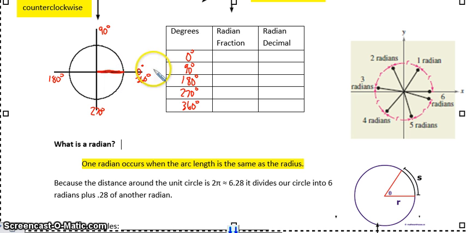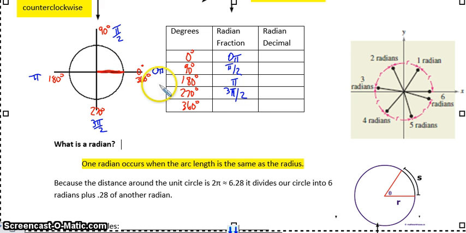So 0 degrees is the same as 0 pi. That would be our measurement in terms of radians. And if I'm thinking about going around my circle, when I get up to 90 degrees, we have pi over 2. 180 degrees is the same as pi. 270 degrees is the same as 3 pi over 2.